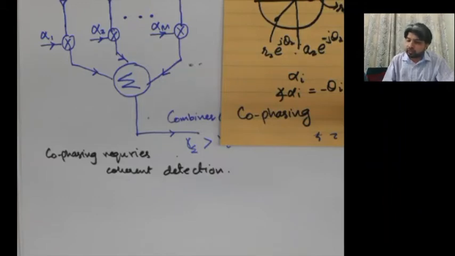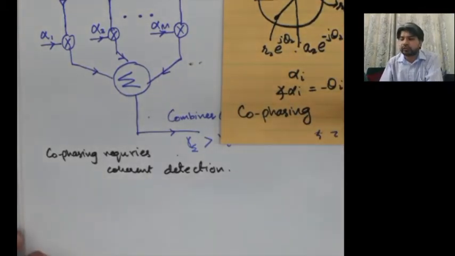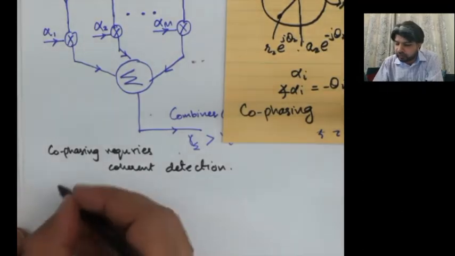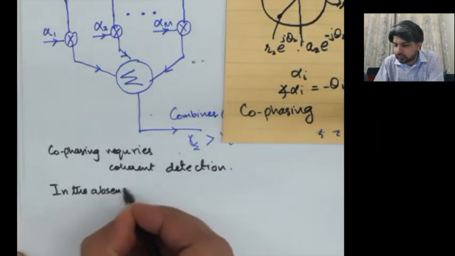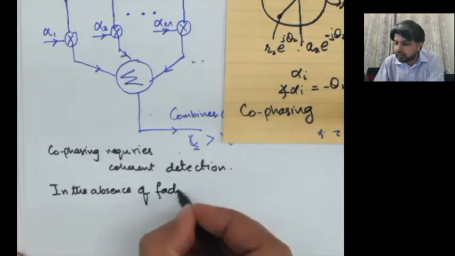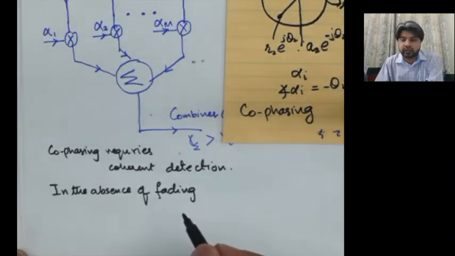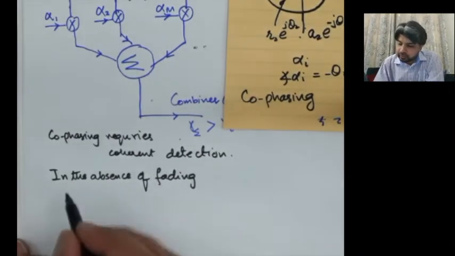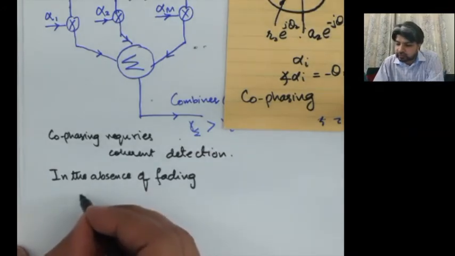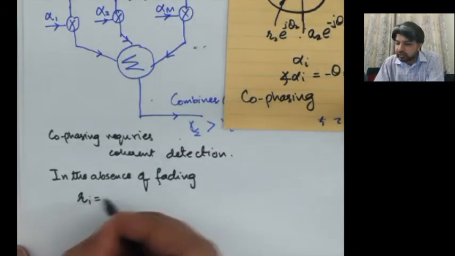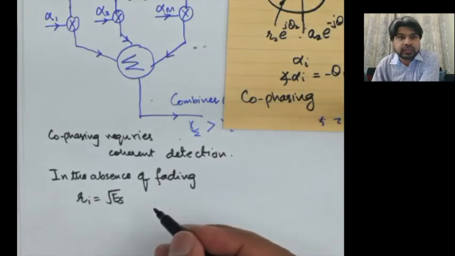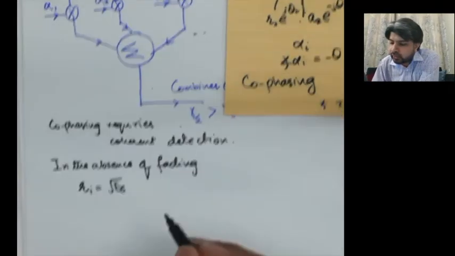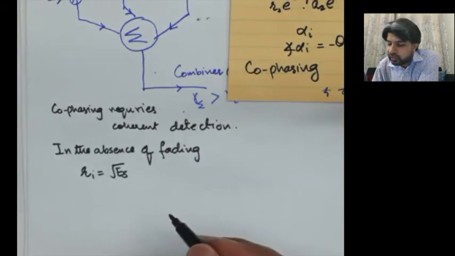So now let's look at what would happen to this receiver structure if you have no fading, in the absence of fading, if you have put these capital M antennas at the receiving end. So let's assume that all of these branches have this receive signal Ri equal to root of Es, and suppose that all of these branches have equal, or rather identically distributed, noise.